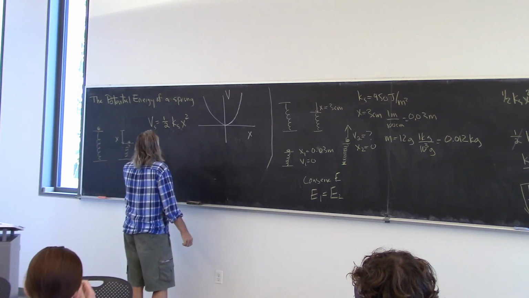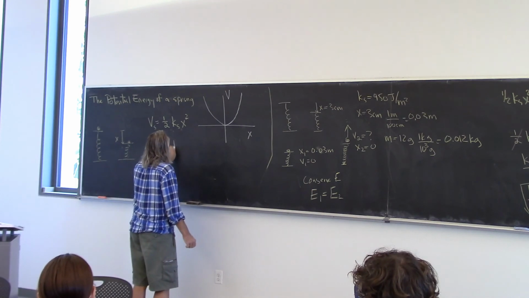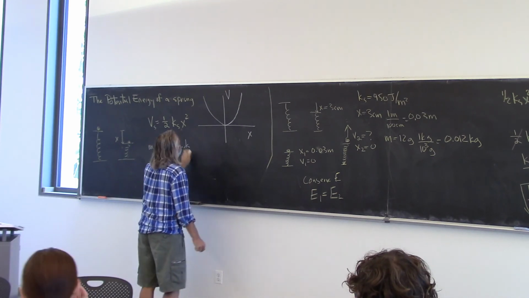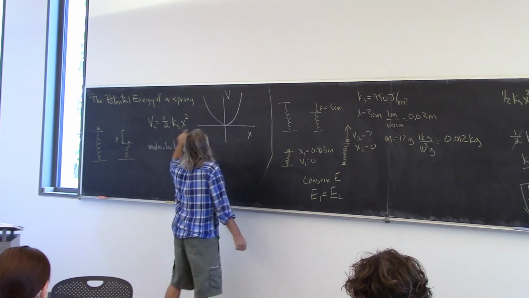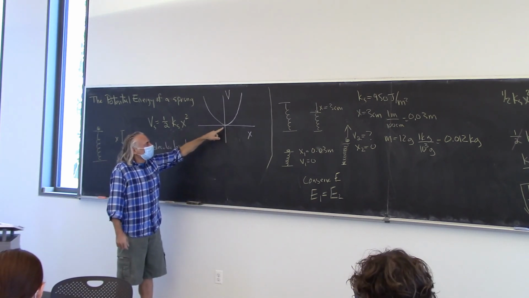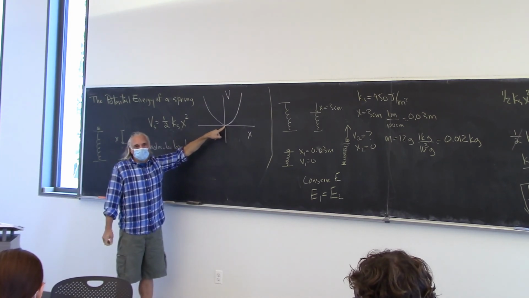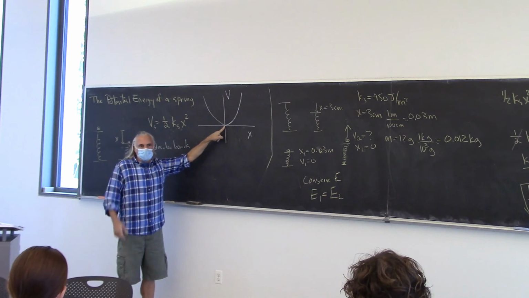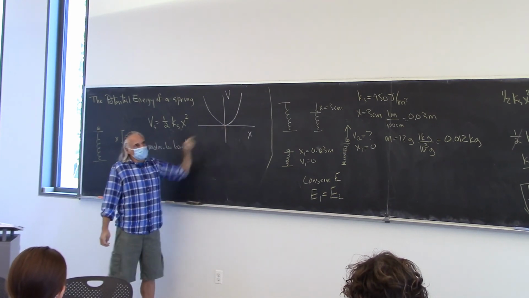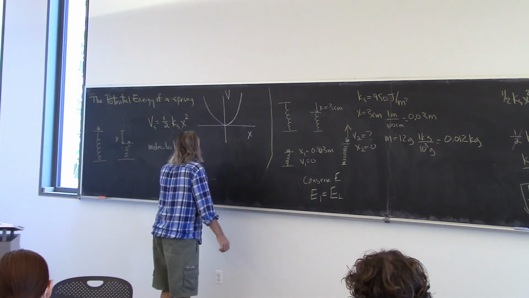Oh, and I should mention, again, this is a preview of what's to come. The equilibrium position is going to be the lowest potential energy. That's what the spring wants to be. We all want to be at our lowest potential energy.